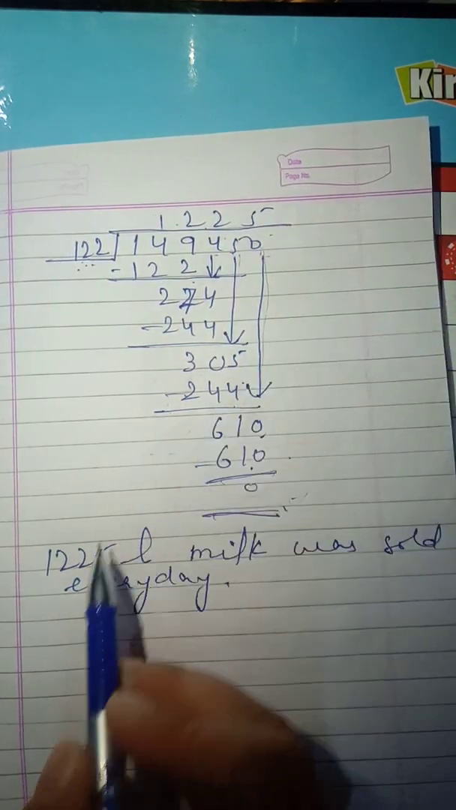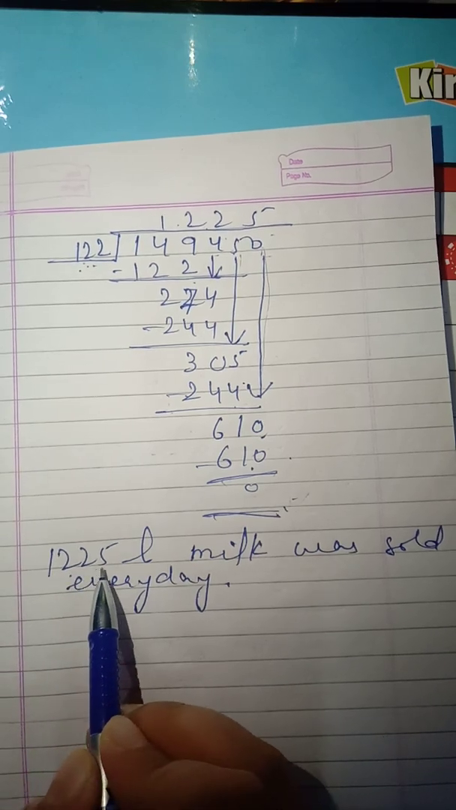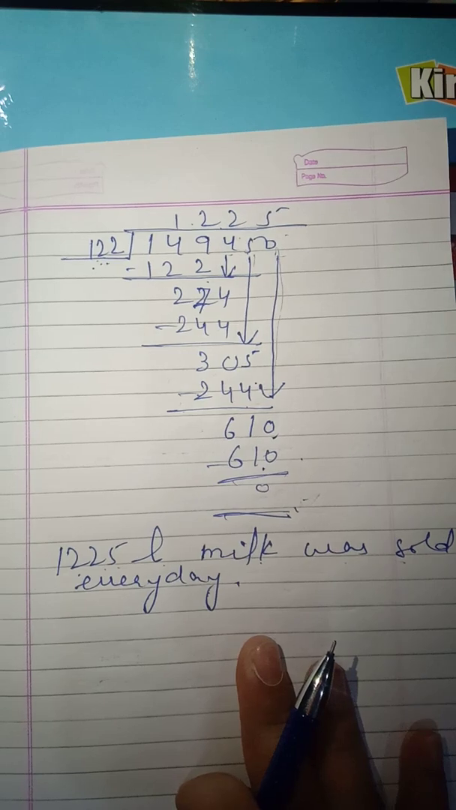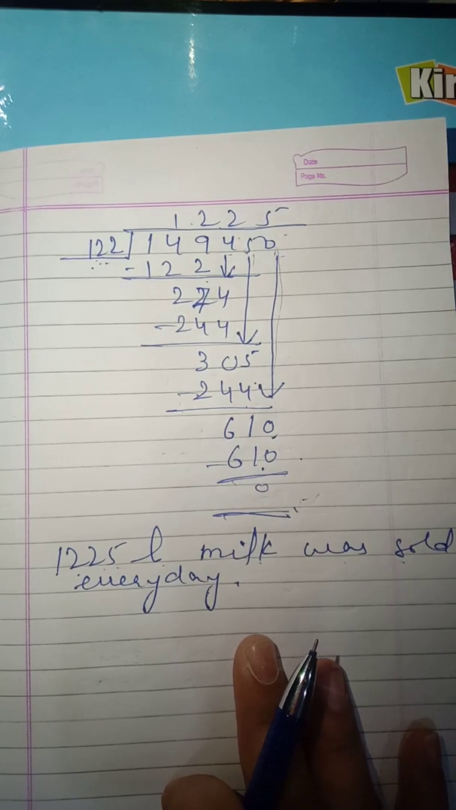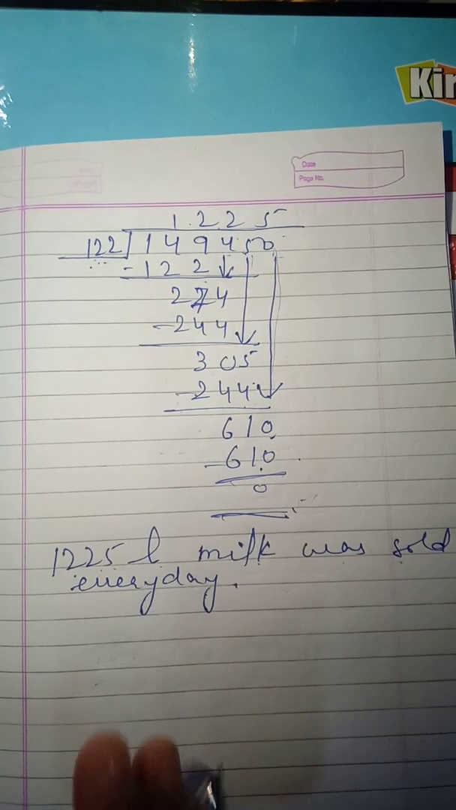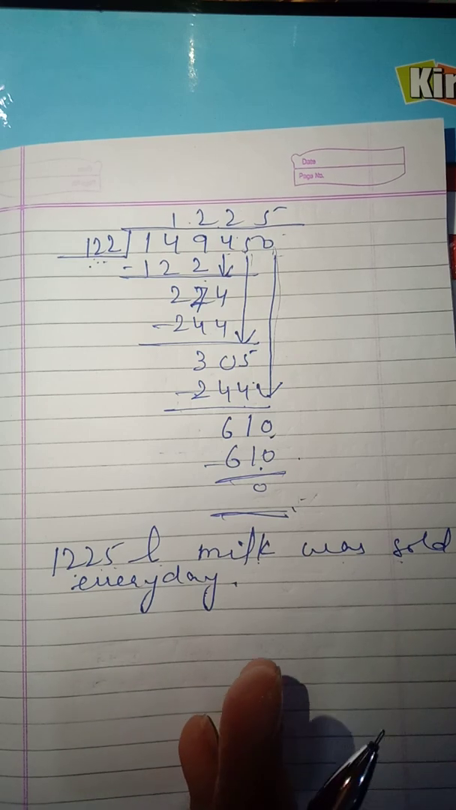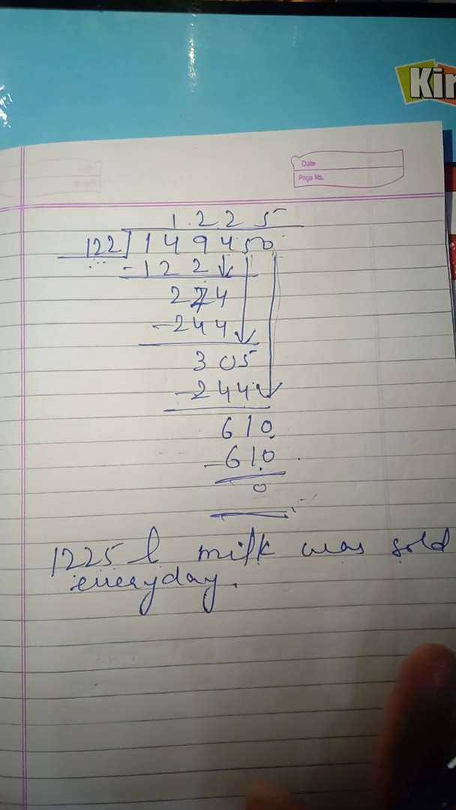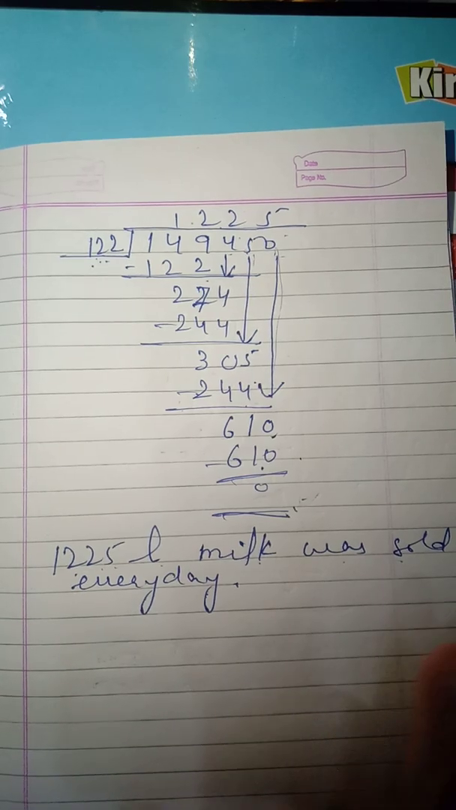It means 1225 liters milk was sold every day, because when we are knowing about more than 1 day, we can easily find any information in 1 day with the given information. So this is how you need to solve the question.